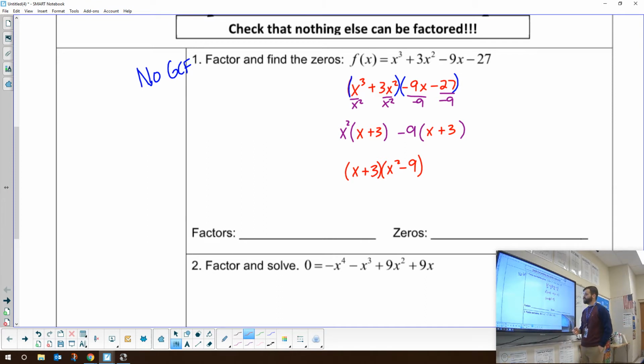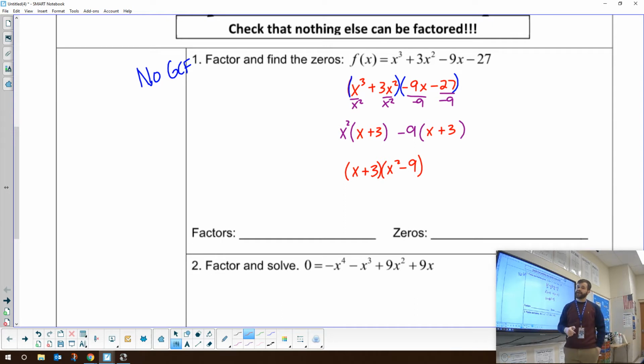Okay? So we're going to pull out an x plus 3 because after we pull out our GCF the first time, we get x plus 3 in common. We can pull out that x plus 3 to the front, and that leaves me with x squared minus 9. So we get the factors x plus 3 times x squared minus 9. So we have successfully factored by grouping.